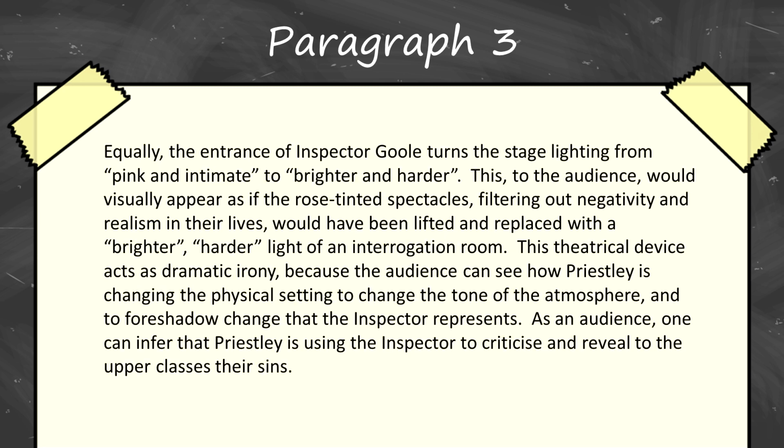Equally, the entrance of Inspector Goole turns the stage lighting from pink and intimate to brighter and harder. This, to the audience, would visually appear as if the rose-tinted spectacles, filtering out negativity and realism in their lives, would have been lifted and replaced with a brighter, harder light of an interrogation room. This theatrical device acts as dramatic irony, because the audience can see how Priestley is changing the physical setting to change the tone of the atmosphere, and to foreshadow change that the inspector represents.